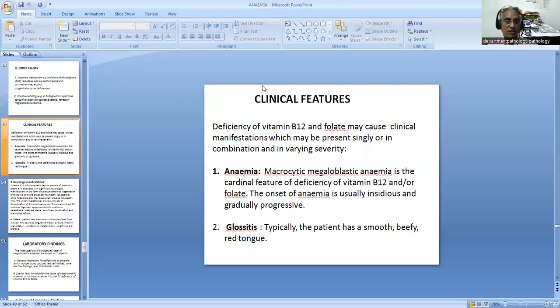What happens in the clinical feature? Number one, there is anemia. Anemia is macrocytic megaloblastic anemia. It is the important cardinal feature of deficiency of vitamin B12 and of folate. The onset of anemia is usually gradual, and it is gradually progressive only. There may be a glossitis. Typically, the patient who has megaloblastic anemia has a smooth, beefy, red tongue.